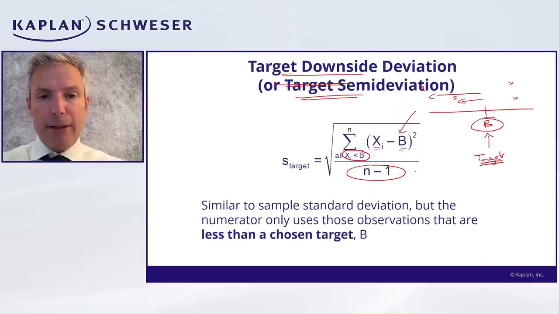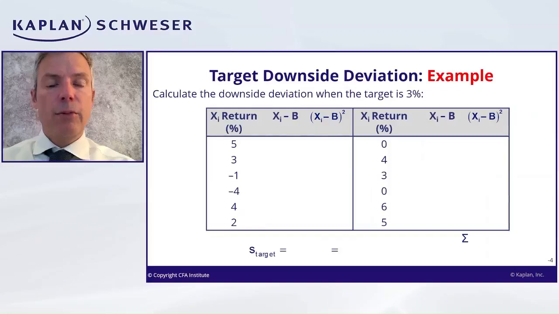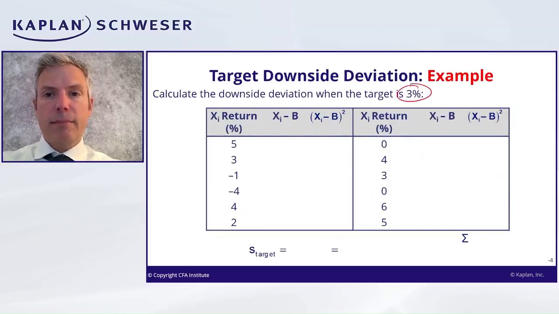Let's have a look at that applied to our data when we've got a target or a barrier, B for barrier, of 3.